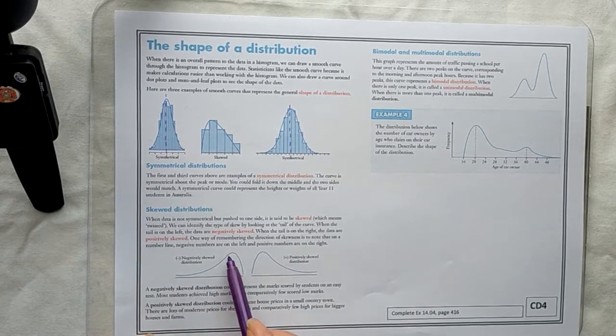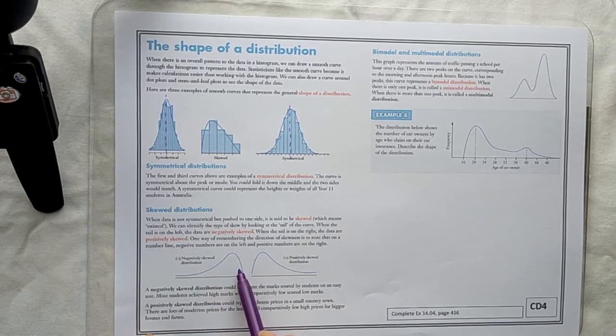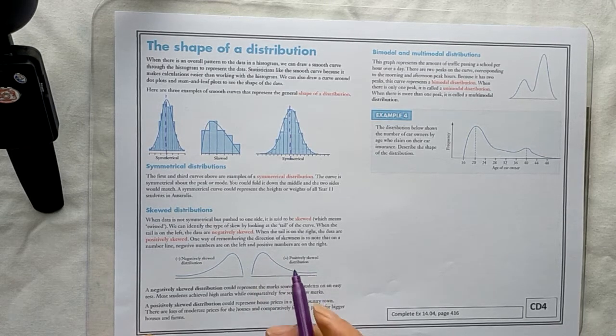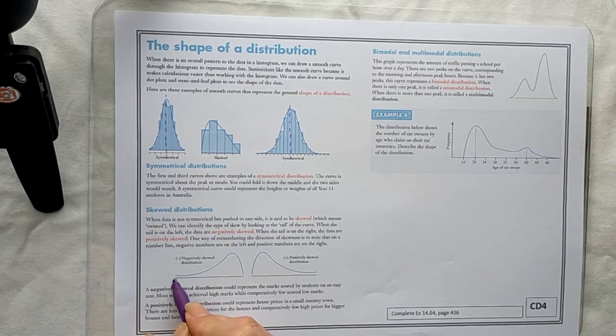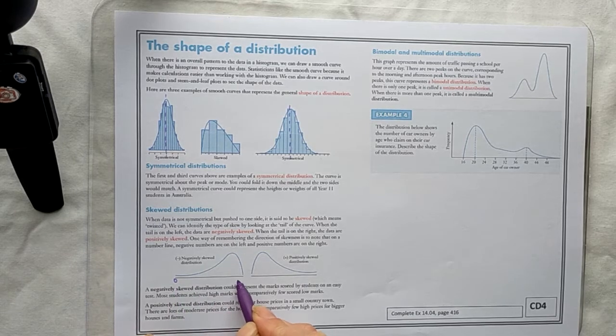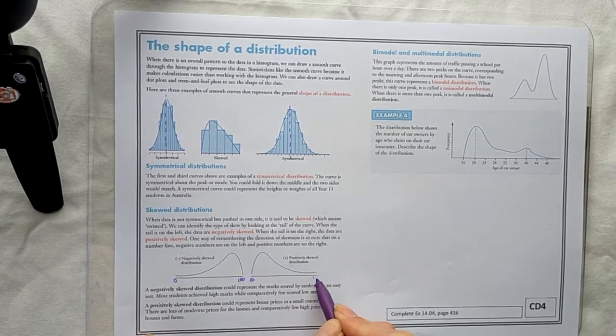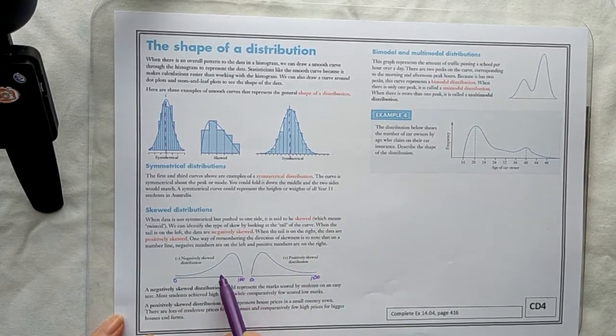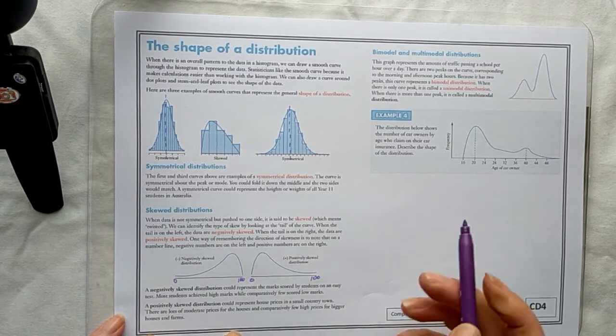So something like this, a curve like this, could represent test marks in a test that was really easy. This here could represent test marks on a test where the marks were really hard, because on our number line, 0 would be here, going up to say 100 up the top. And that would be the same on this one. So lots of high marks here, and in this one, lots of low marks.